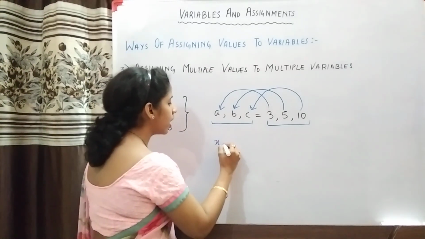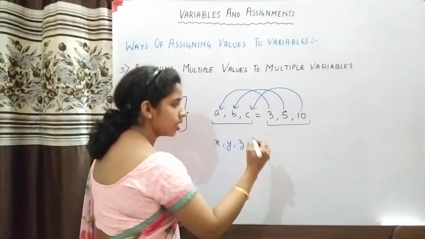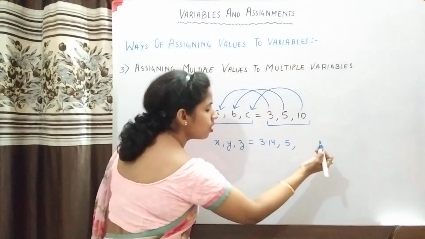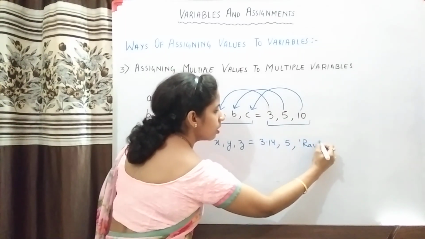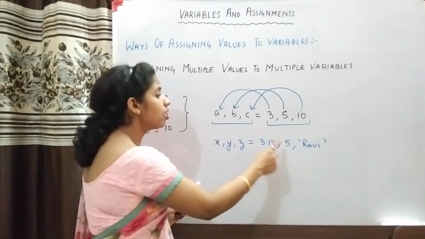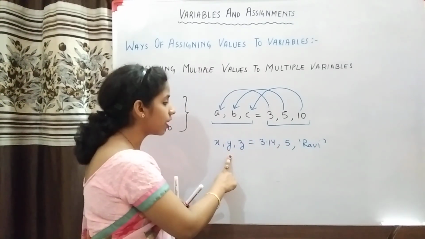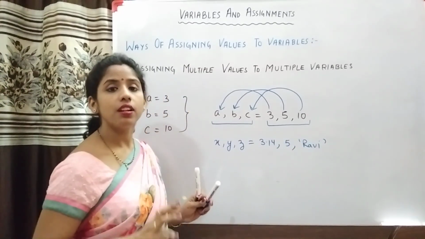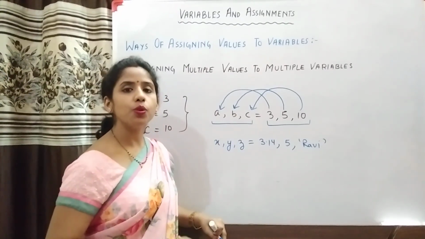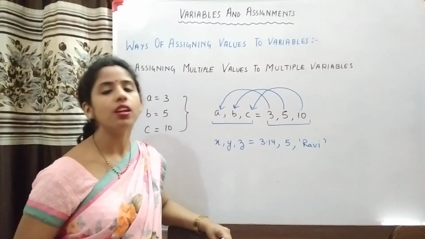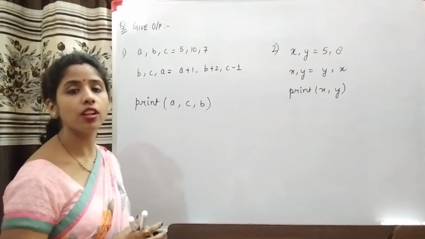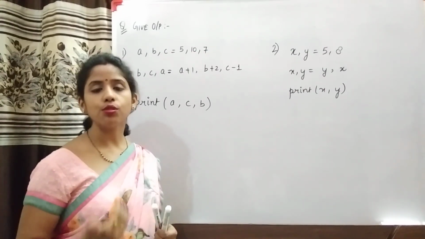जैसे फॉर एग्जांपल आई कैन राइट इट दिस वे आल्सो, x, y, z is equal to 3.14, 5, and then Ravi. So see, in this case x will get the value as 3.14, y will get the value as 5 and z will get the value as Ravi. So x is float, y is integer, z is string. So you can assign different types of values also to the variables on the same line. Now let us see certain questions based on the ways of assigning values to the variables.